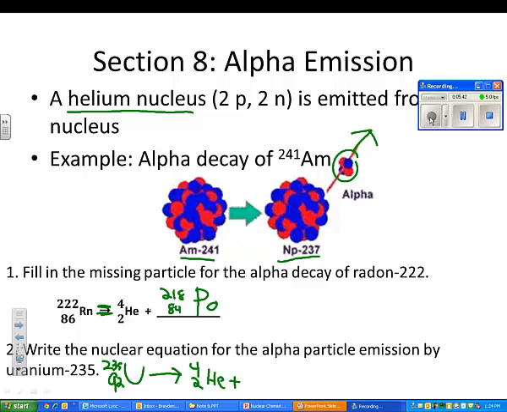So now we're going to do the top. 235 equals 4 plus something. So 235 minus 4 is 231. We're going to the bottoms. 92 minus 2 is 90. And 90 is element thorium, Th. Remember, you match up that bottom left number to find the element. That's all it is.